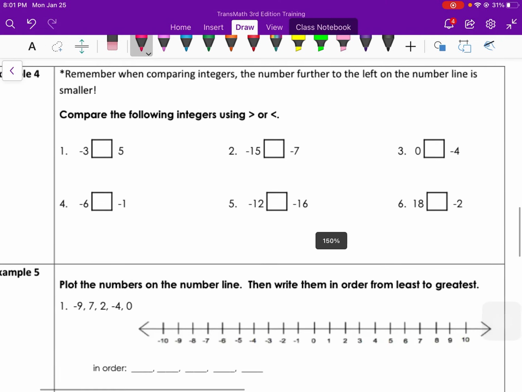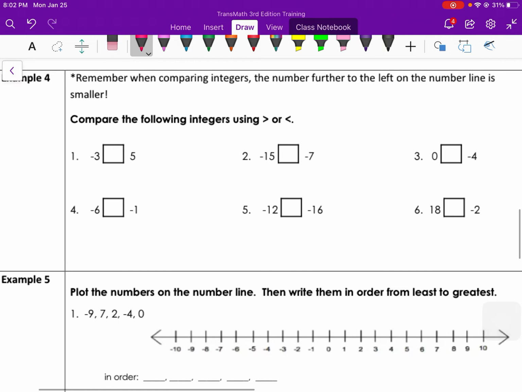So negative 3, and remember we're going to use this just as a refresher. This is the greater than sign. And then if we go this way, this is less than. So negative 3 is less than positive 5 because negative 3 is to the left of 0 and positive 5 is to the right. So positive 5 is bigger. So we would use the less than sign there.